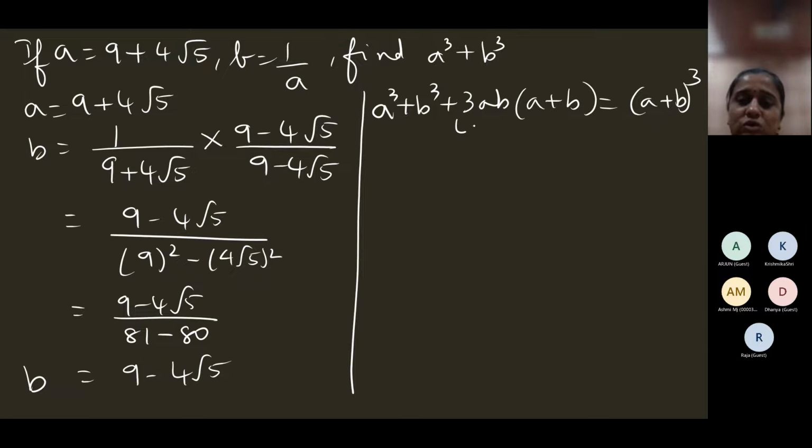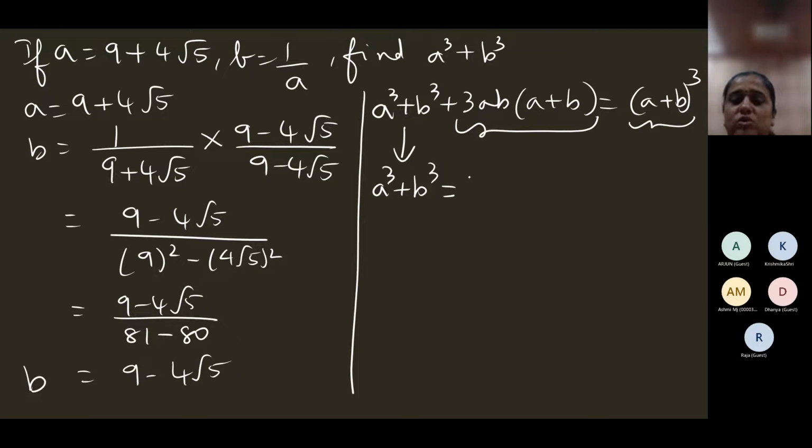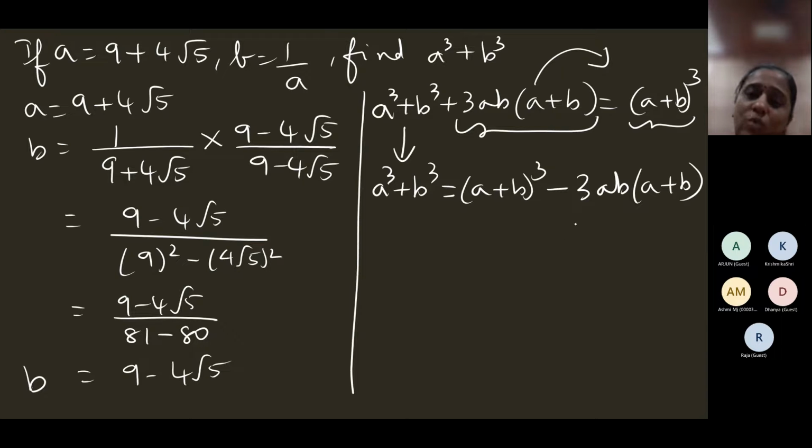Now from this, if you transpose this term, write this one as it is. So a cubed plus b cubed is equal to (a plus b) the whole cubed. This one you should transpose. It's plus here, so it will come as minus 3ab into (a plus b). That's one term, and it has a plus sign before it, so it will go to the other side as minus. So this is the identity: a cubed plus b cubed is equal to (a plus b) the whole cubed minus 3ab into (a plus b).